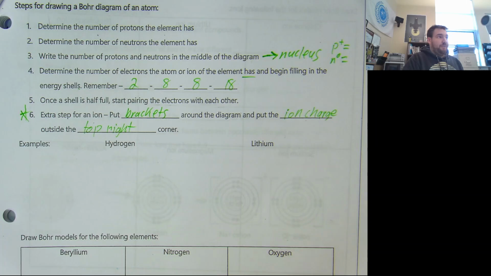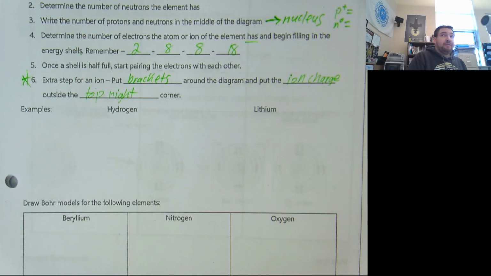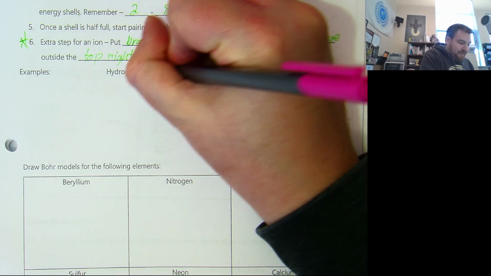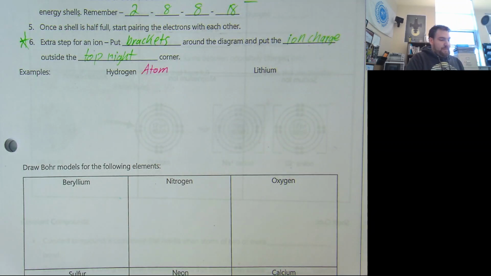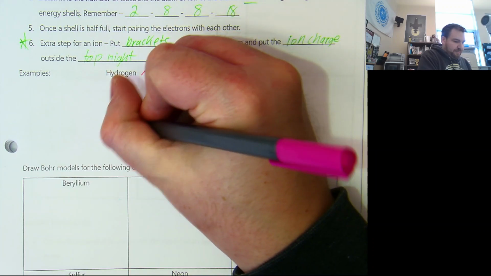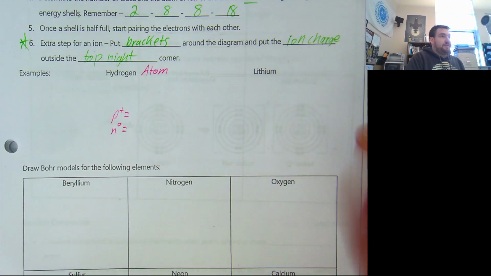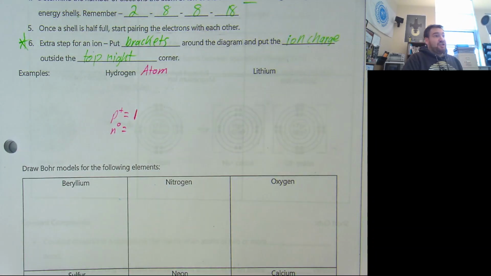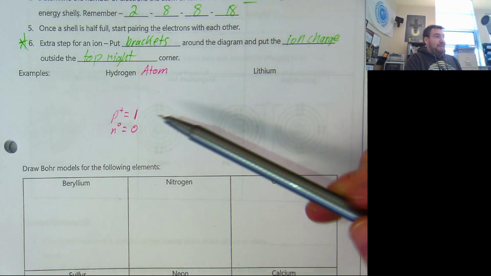I'll do a couple examples for you. First, I'm going to do an atom of hydrogen. How many protons and neutrons are in hydrogen? We'll start with P plus equals, N0 equals to give us the nucleus. The atomic number is 1, so that means there's 1 proton. The mass is also 1, so if the atomic number and the mass are both 1, how many neutrons are there? 0, because 1 minus 1 is 0. Remember, neutrons are mass minus atomic number.